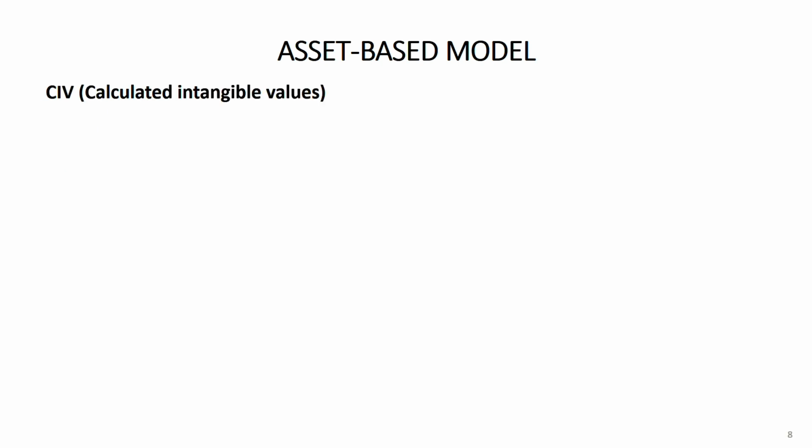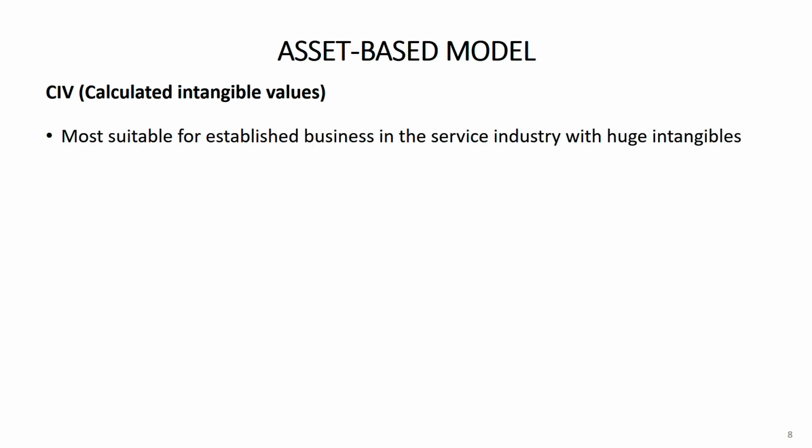Next, let's go to the second method. I told you don't take intangibles in the first method. Why? Because here we are taking CIV. The full form is calculated intangible values. Now, you have to be very careful. Each model is not applicable for all. It's not suited to all kinds of business. For example, the first one, book value plus, is suited to small unquoted companies. But this method is suited for established businesses in the service industry with huge intangibles. If you have a very small amount of intangibles, this method is not suitable.